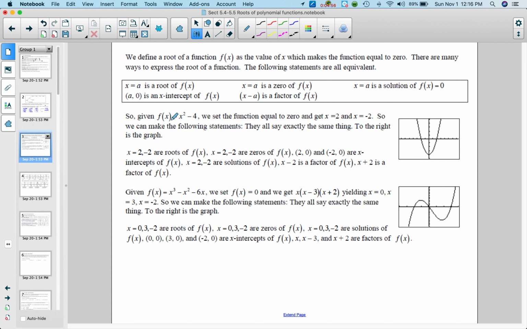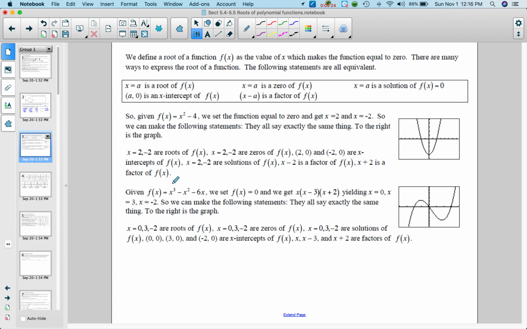So if we had a parabola, f of x equals x squared minus 4, you set it equal to 0, you get 2 and negative 2. So then we could say all of these different things. 2 and negative 2 are the roots of the function. 2 and negative 2 are the zeros. (2, 0) and (negative 2, 0) are the x-intercepts. 2 and negative 2 are the solutions. x minus 2 is a factor and x plus 2 is a factor. All of those things would follow from that.